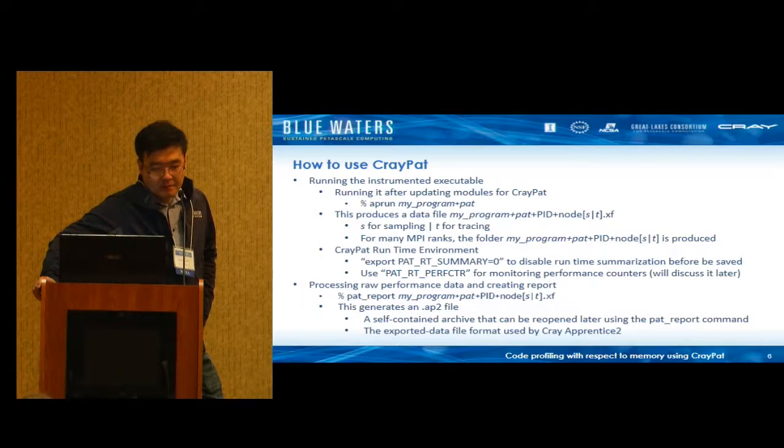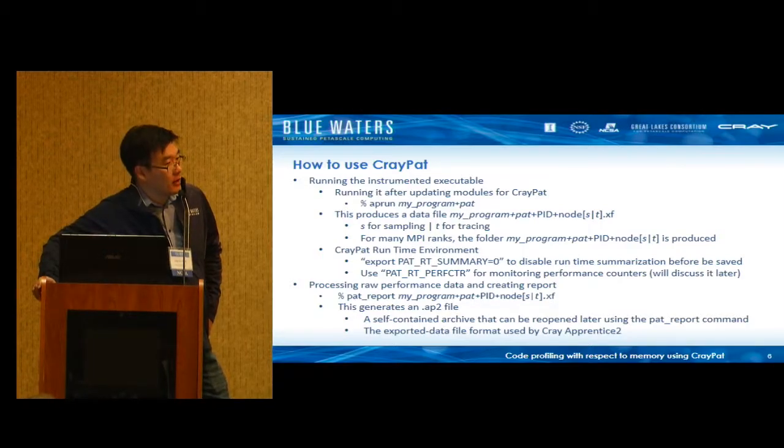And there are many CrayPat runtime environments, but I will just introduce two of them. CrayPat does the profiling in detail, but for the report, it just accumulates the data to reduce the size of the raw profiling data. That is the default. But if you want to see more data than that, you can set PAT_RT_SUMMARY equal to 0, and then you can get all the detailed profile data.